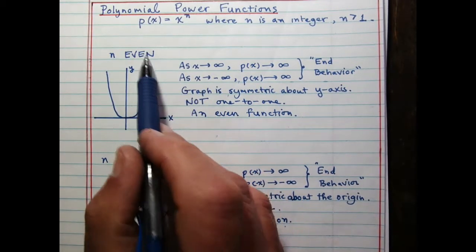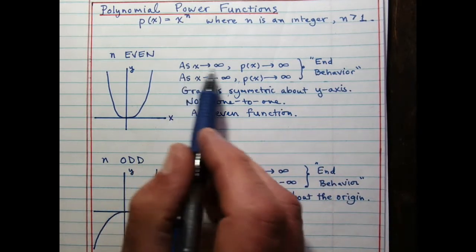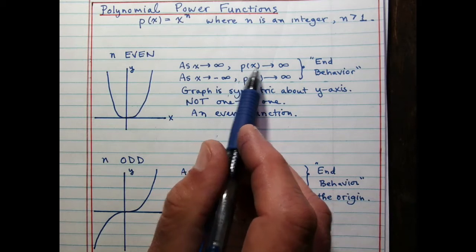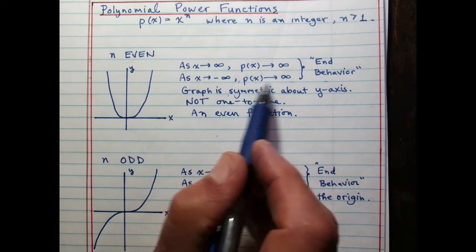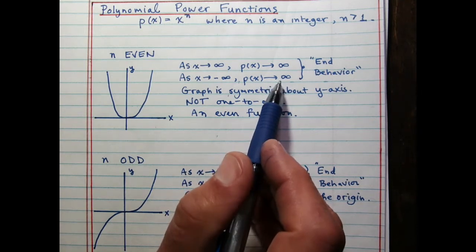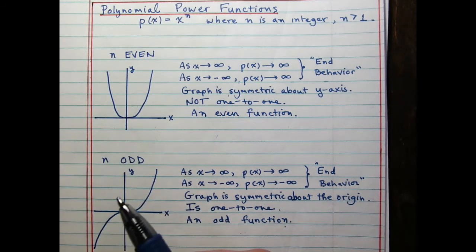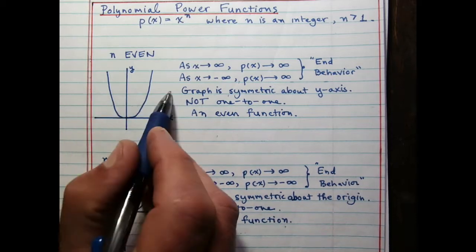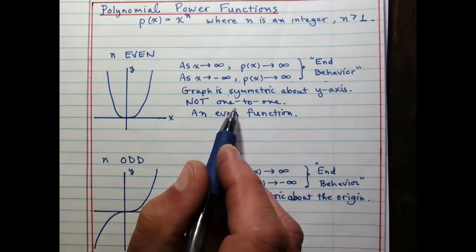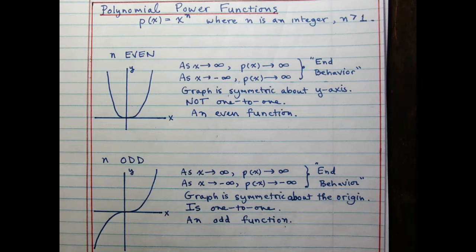And so if n is even, the end behavior is always going to come out this way. As x approaches infinity, the function value approaches infinity. As x approaches minus infinity, the function values approach infinity also. The graph is symmetric about the y-axis if n is even. This is not a one-to-one function because the horizontal line test is not satisfied. And it is an example of an even function. In fact, this is where the name even function comes from, the even powers of x.